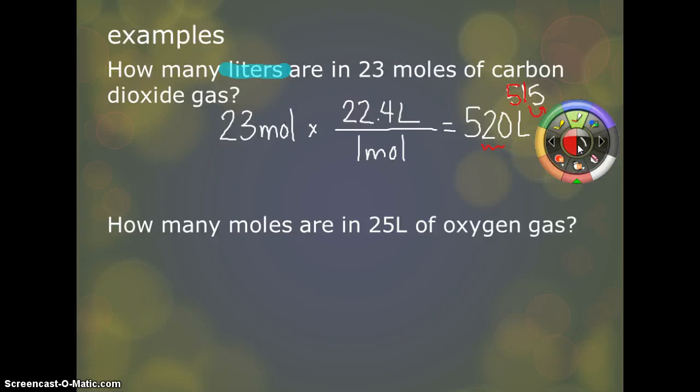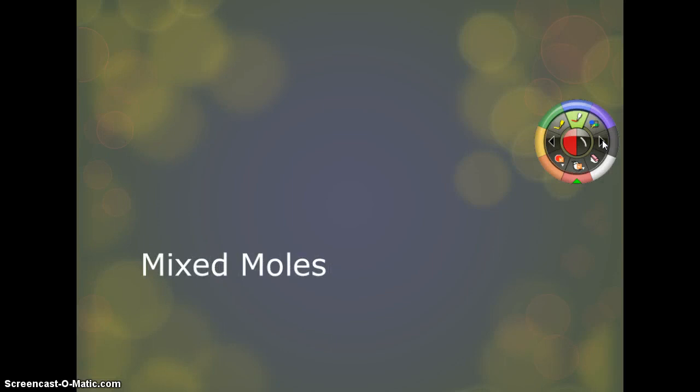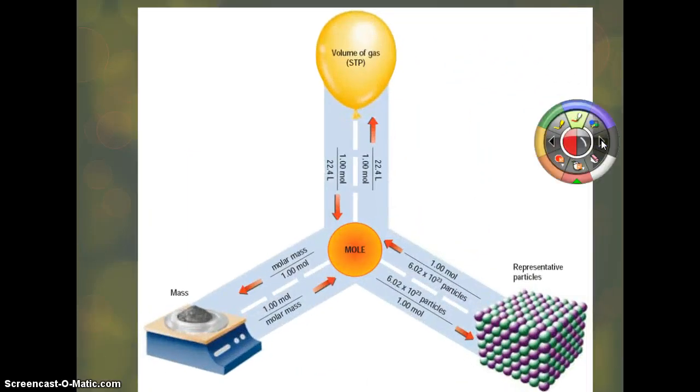Now, in this lesson, we also need to discuss mixed moles. This is where you're trying to get from not just moles to liters, but say liters to mass, or Avogadro's number to mass. So you're going to go from one of the other units to another, not strictly moles. This is where our mole roadmap comes in handy.